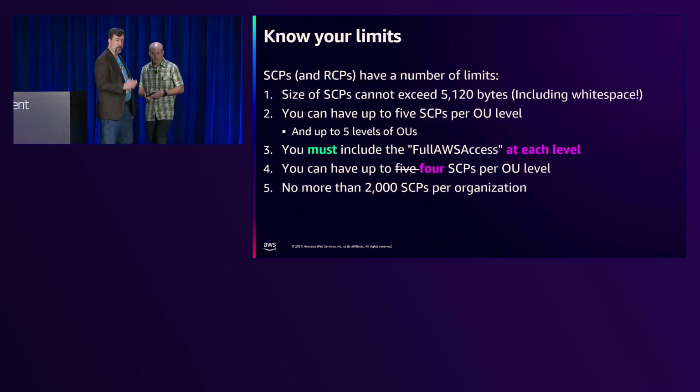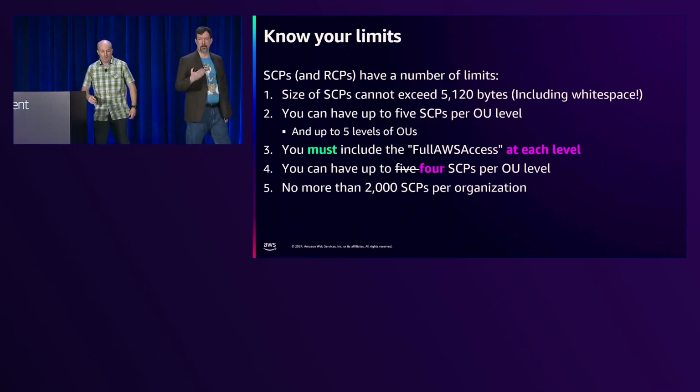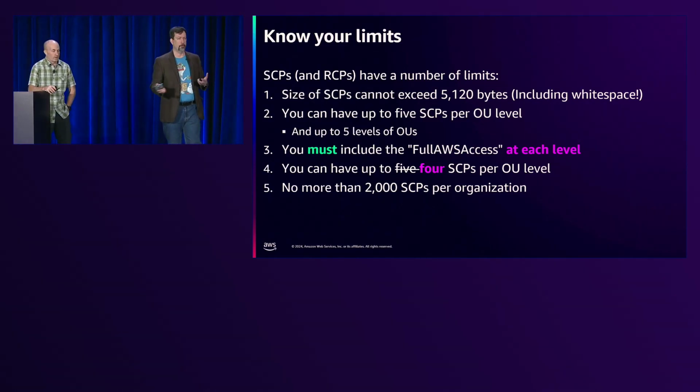Yep. Speaking of limits, and this is where in a large organization with lots and lots of different resources, you might not be able to do a clean enumeration. SCPs can only be 5120 bytes, which is an incredibly odd number, and that includes white space. So one of the techniques to get more out of your service control policies is to literally minify them. You can have 5 SCPs per OU level. So the root OU, then the OU itself, and then the account.